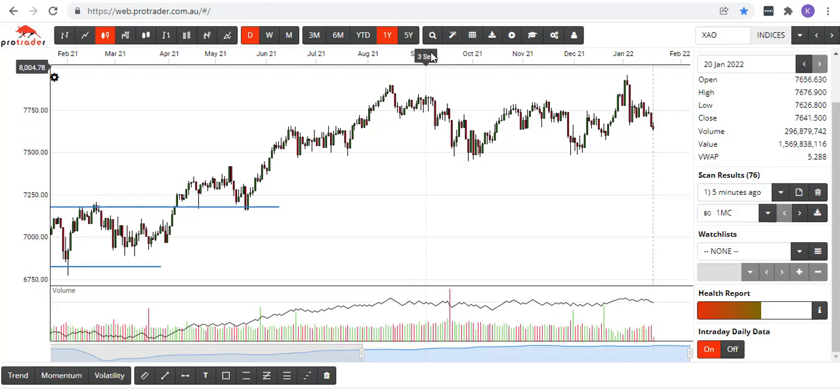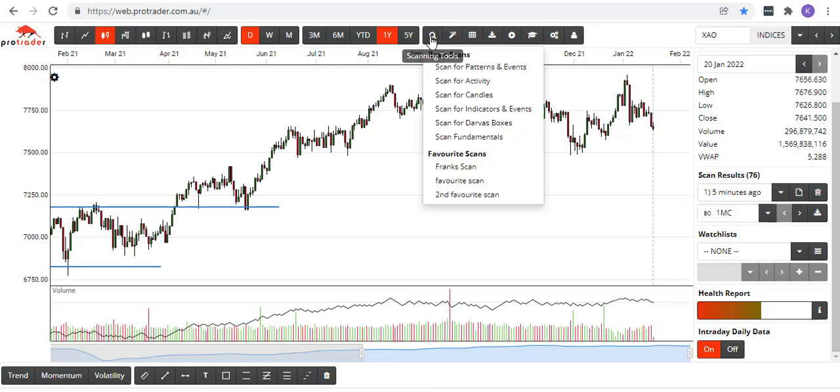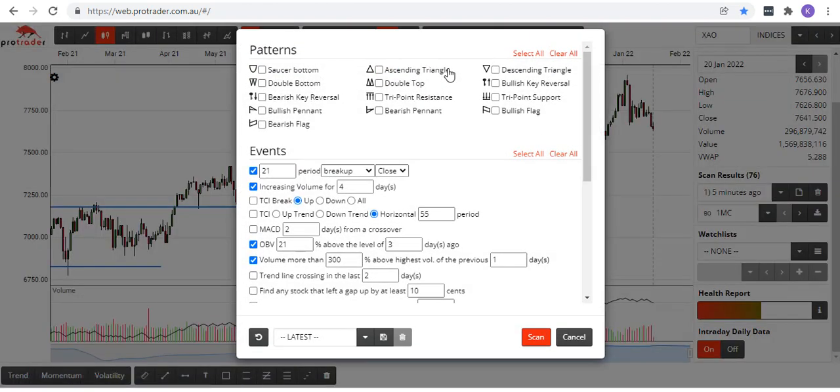What we thought we'd do today is go through how you set up a scan and how you can save it as a favourite. I'm going to do a slightly different one to what we normally do, just so you can see the difference. So still doing scan for patterns and events. I'm going to make this 13 days instead of 21, and I want to see the breakup of a close.